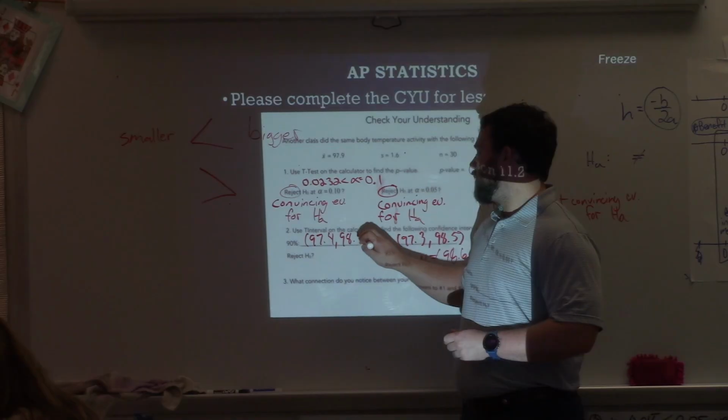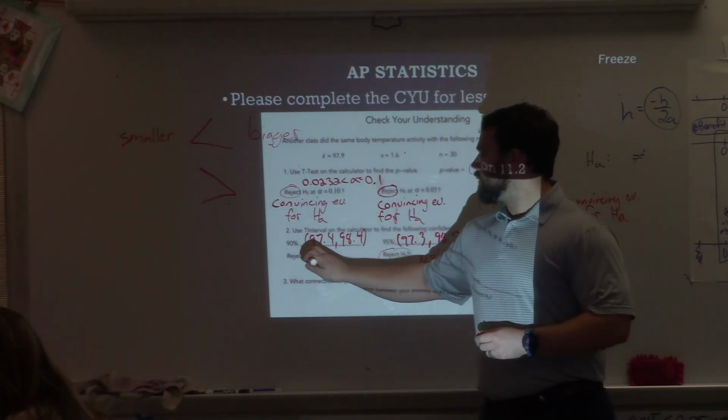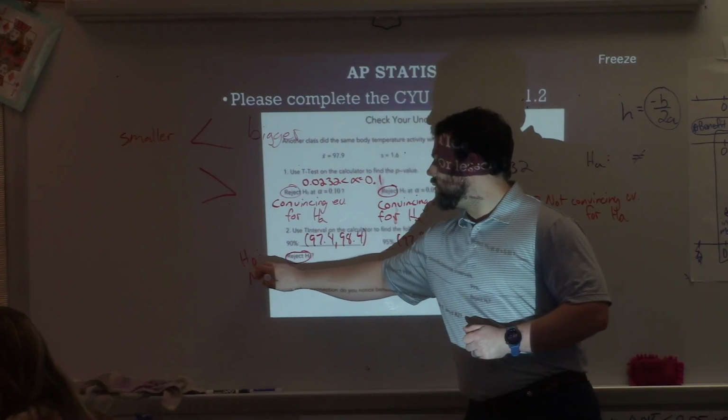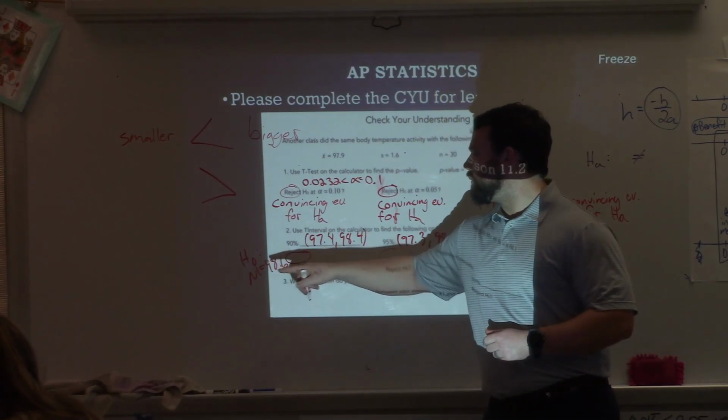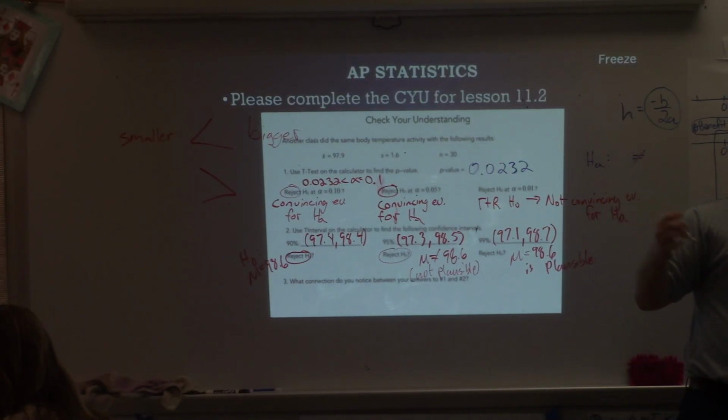97.4 and 98.4. To 98.4? So you don't reject it? No, we would reject. Because, wait, remember, 98.6. Yeah, the null was that mu was equal to 98.6. Is 98.6 plausible? No, so you would reject your null. So yes, we would still reject our null in that case.